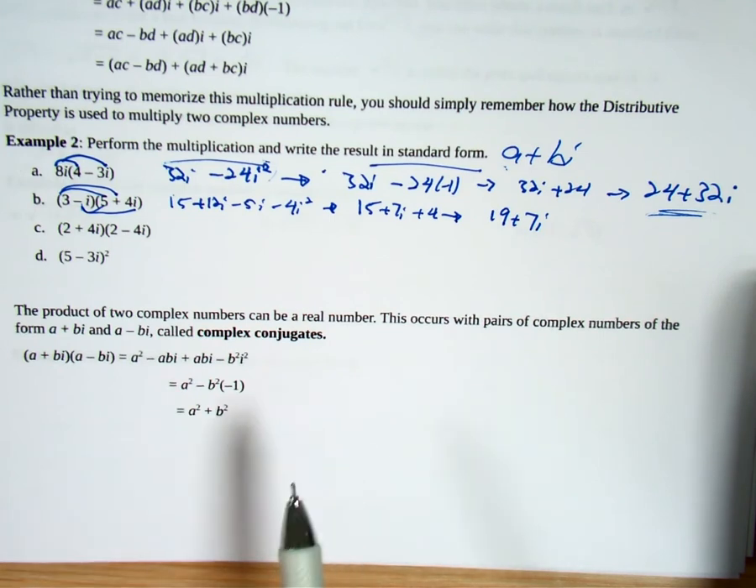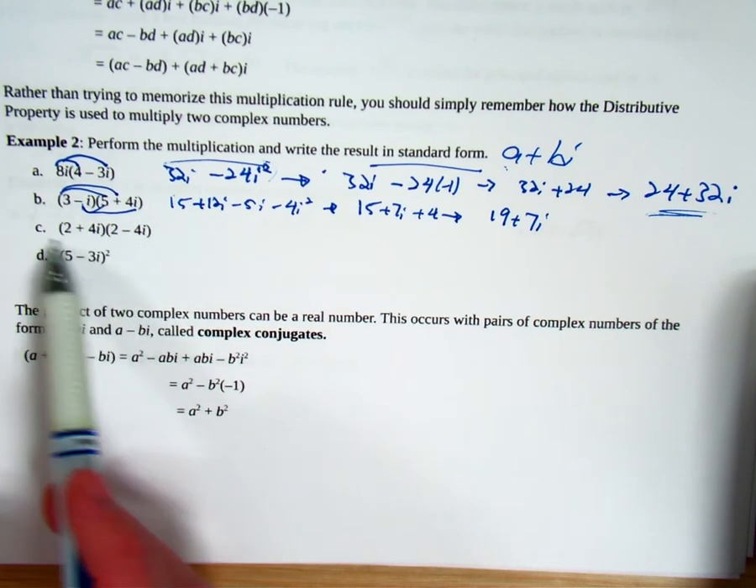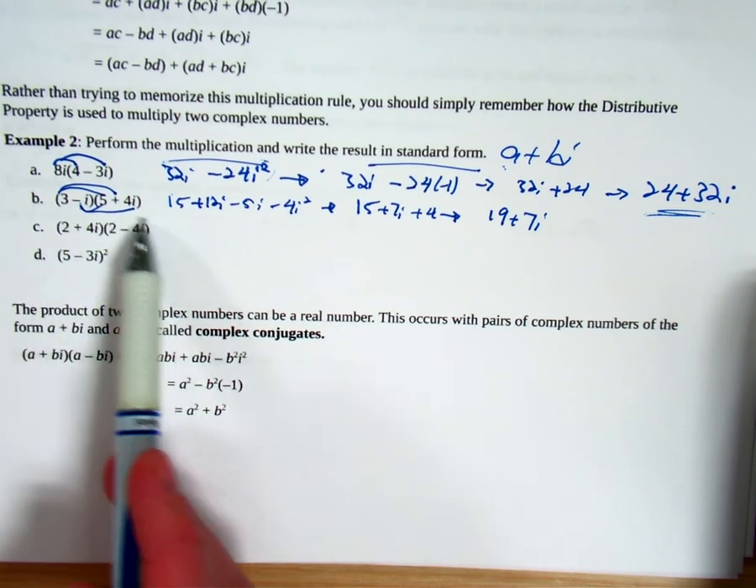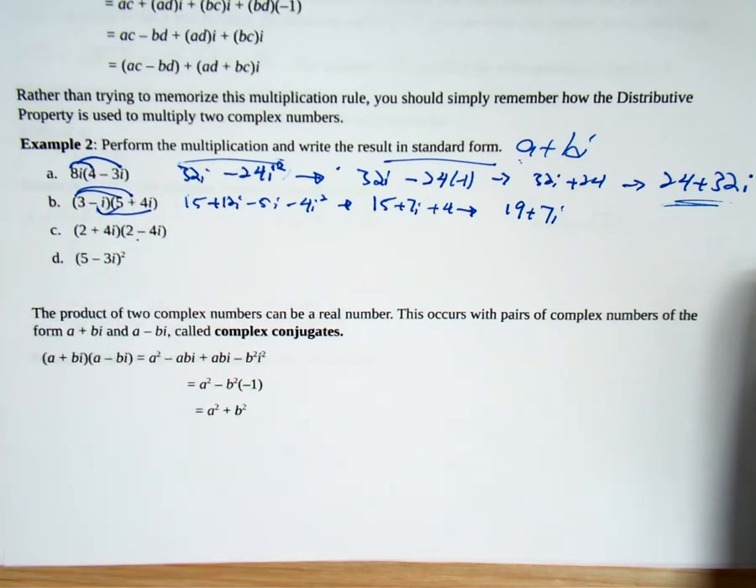All right, let's have you try 2 plus 4i times 2 minus 4i. That's a little bit of a lead-in here, foreshadowing to something we're going to be doing soon. Let's have you multiply that out on your own.